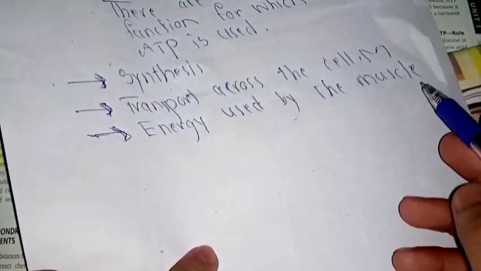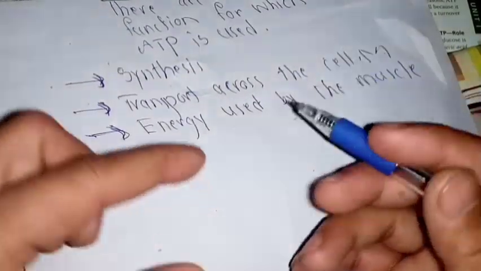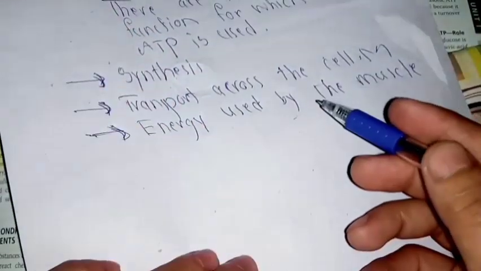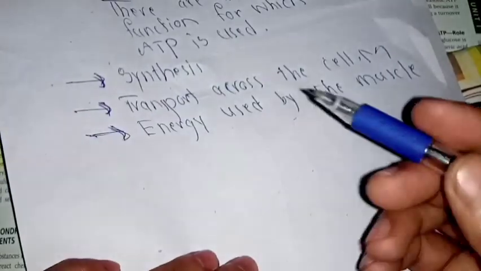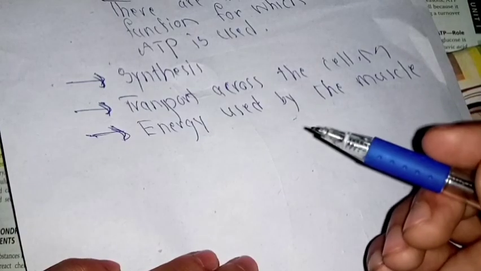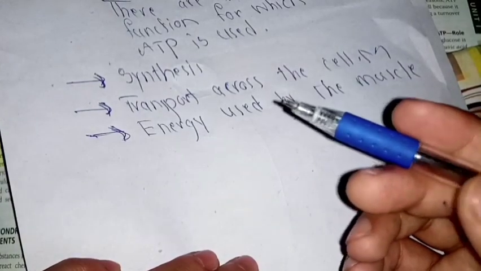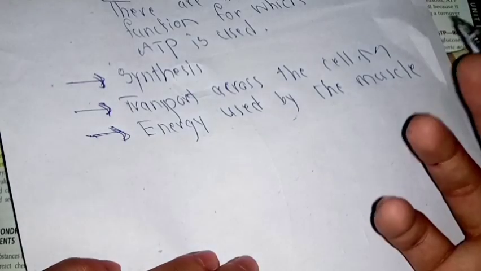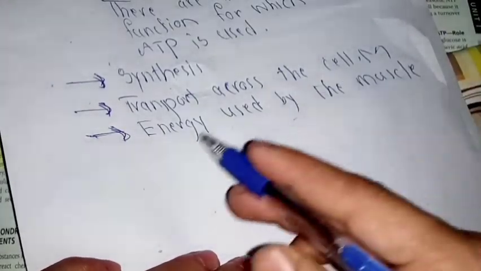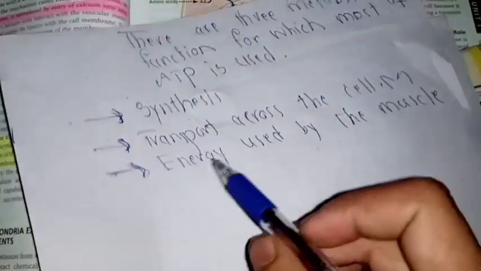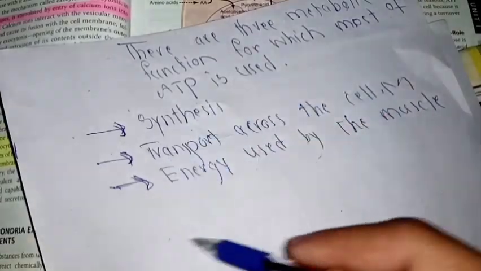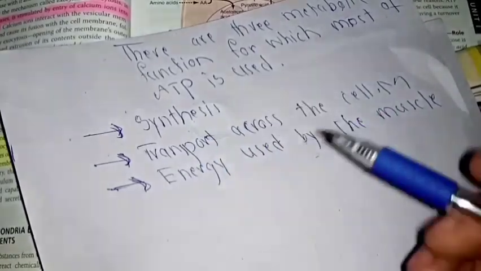Now, energy used by the muscles. The myosin and actin filaments, which slide over each other, use ATP. And everybody is using their muscles all over the day for different activities. So most of the ATP is used by the muscles. So these are the main three metabolic processes which use most of the cell's ATP.